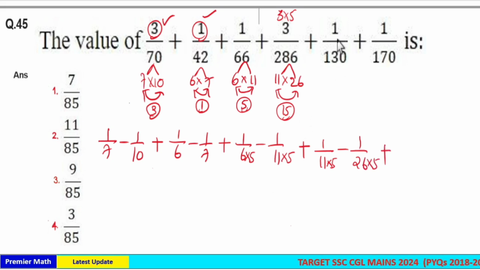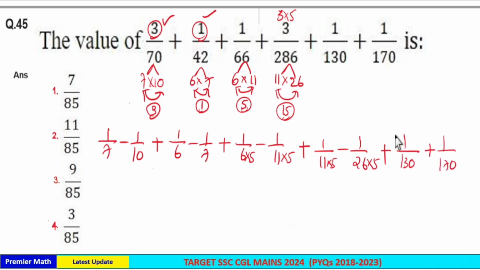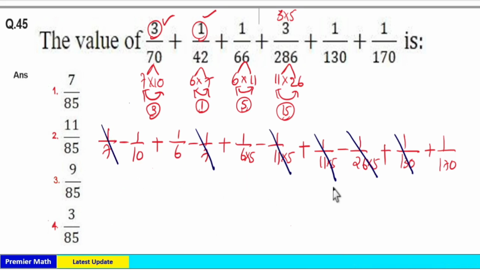Now we have 1 by 130 and 1 by 170 here. If you look at this, this is plus 1 by 130 and this is minus 1 by 130. Cancel. 26 into 5 is 130. These two terms cancel. Plus 1 by 55 minus 1 by 55 cancel. Minus 1 by 7 plus 1 by 7 cancel. So remaining is only 4 terms.